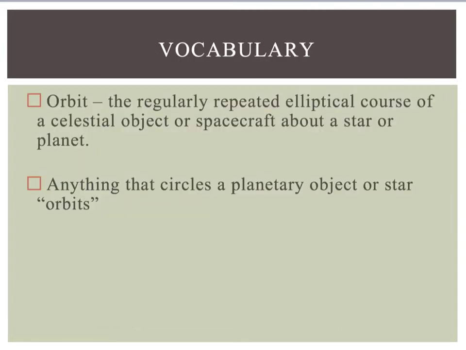An orbit, that word I just used, is a word that means the regularly repeated elliptical, which is kind of like a circle, course of a celestial object, like planets and stars, or spacecraft like satellites, about a star or a planet. So anything that circles a planetary object or star orbits.